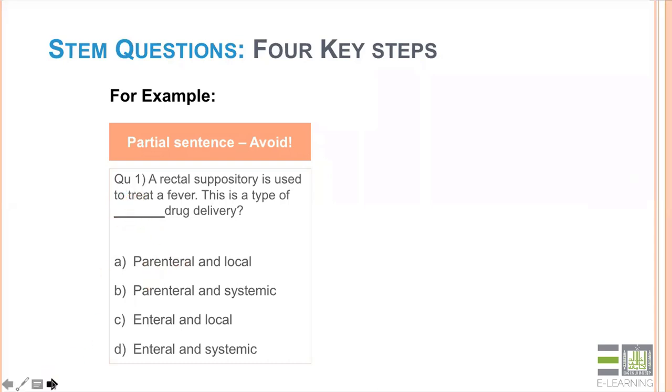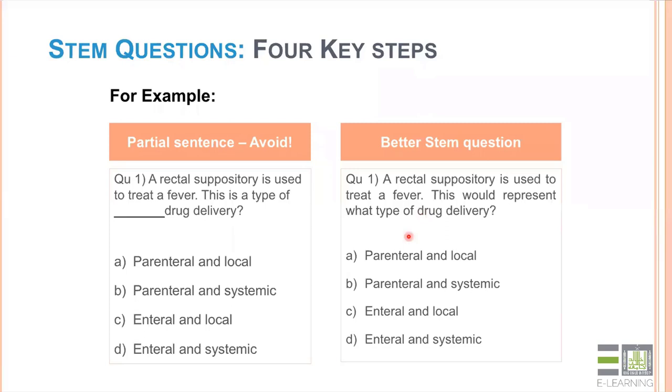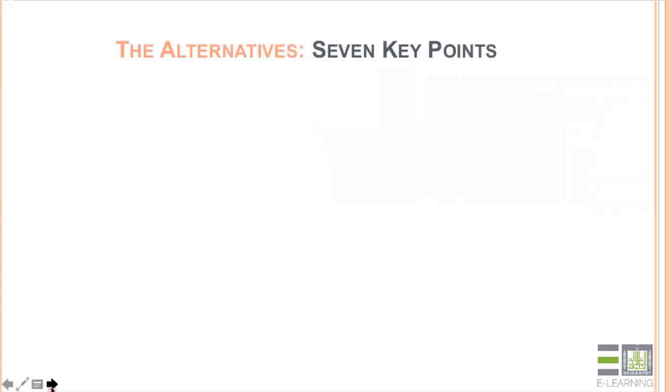A better way to rephrase or structure your multiple choice question would be like this. It's the same question, but you're rephrasing it in a different way. And by simply looking at the question, students would be able to select the correct answer if they know it without having to look at the list of alternatives. So if possible, write the full STEM question fully, and avoid using partial sentences. So those are the four strategies that I commonly implement when it comes to constructing STEM questions.